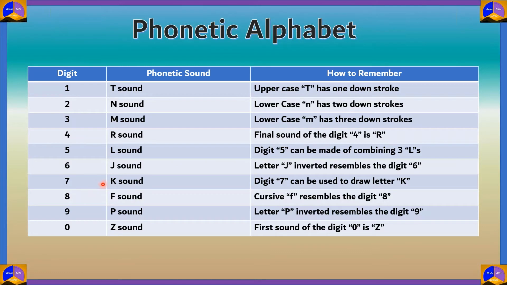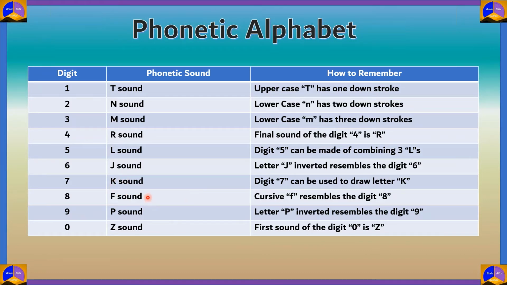For 7, we use the K sound. Now, this can be found in the letter K or hard C, such as come, and then for other words, such as go. Now, all of these use the same sound, which is the k sound.